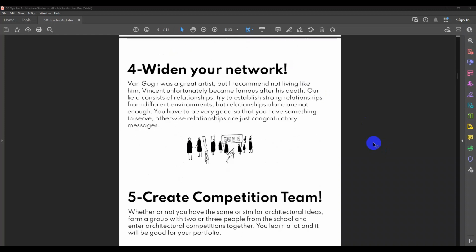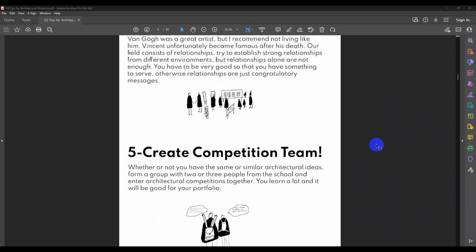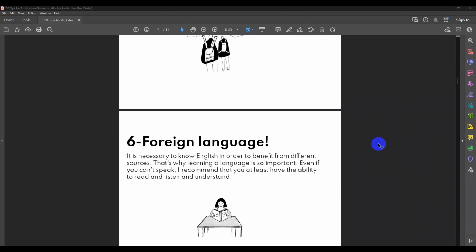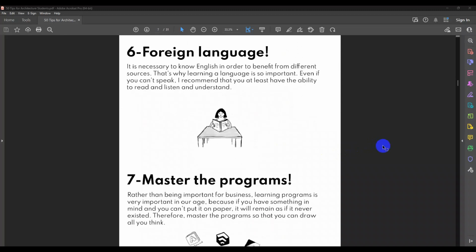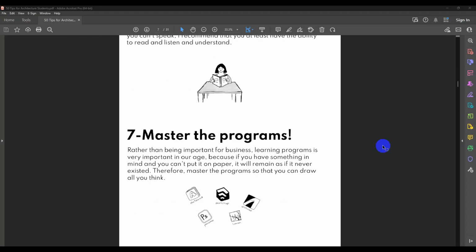Let's move to the next step, the 4th, within your network. 5th one, create a competition team. 6th one, foreign language. As an architect, we must know English. English is an international language, so if you know English, you can do more research on the internet or find information related to your skill. And the 7th, master the program.